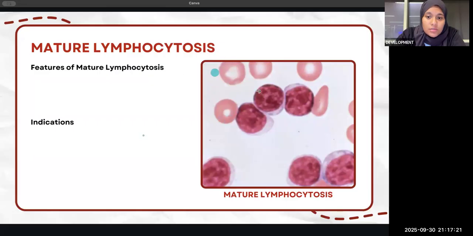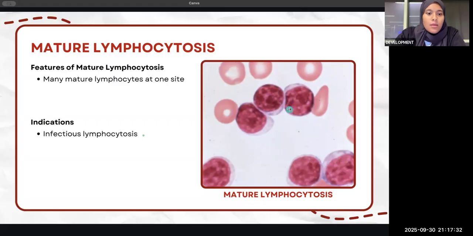Mature lymphocytosis is when you have lots of lymphocytes at one site, and they're all mature. You see, they're typical lymphocytes, nothing's wrong with them. This is when you have infectious lymphocytosis or CLL, chronic lymphocytic leukemia. This is also important to memorize.